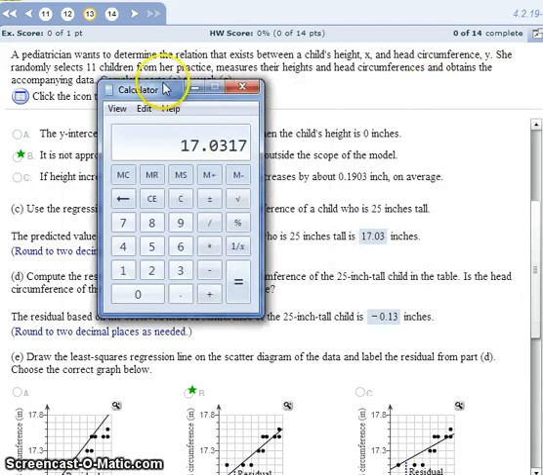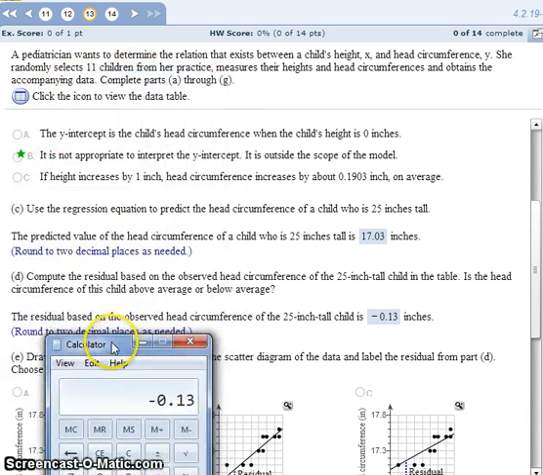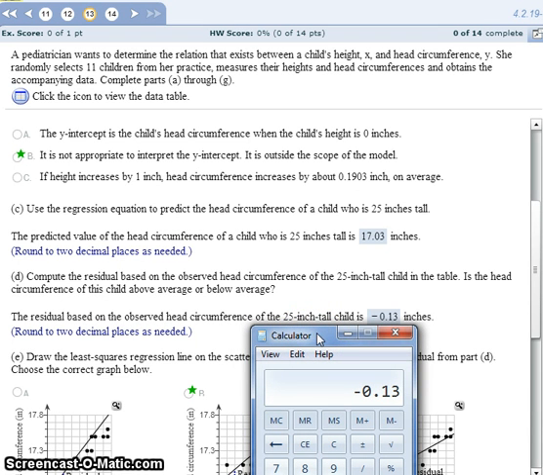So we take their actual 16.9 minus our predicted result, what we expect on average, and that gives us the residual. So negative 0.13. So they're below average, they have a negative residual.